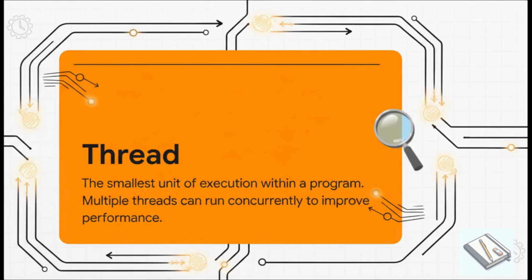So here's the key definition. A thread is the absolute smallest piece of a program that can be run. And multithreading is what lets our app run a whole bunch of these pieces concurrently, making it seem like they're all happening at the exact same time. That's how we get that super smooth, responsive feel we're all after.